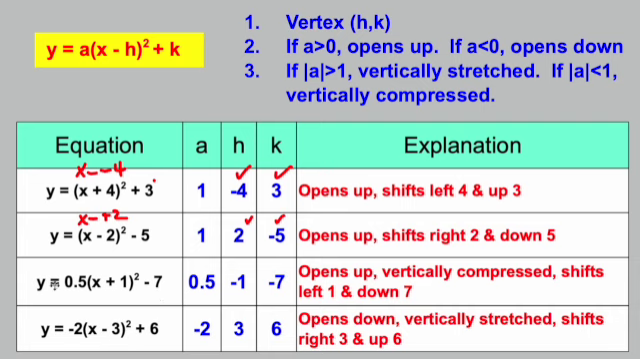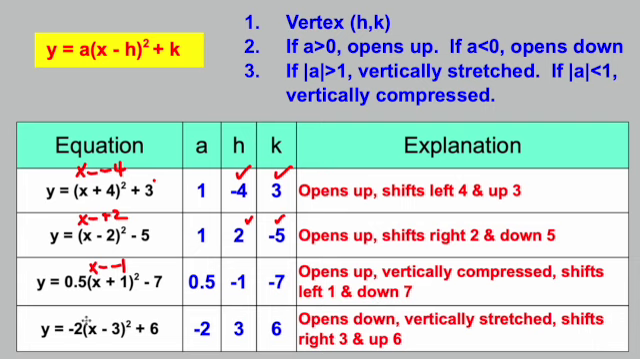And now the last two are much more complicated. We have a positive 0.5 for a. That means we're opening up. Also, because this number is less than 1, it's going to be vertically compressed or wider. And h in this case is going to be negative 1. And remember, it's x minus a negative 1. And then k is negative 7. So that's why it's shifting left 1 and down 7.